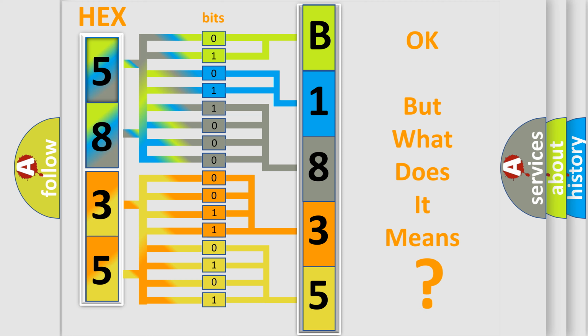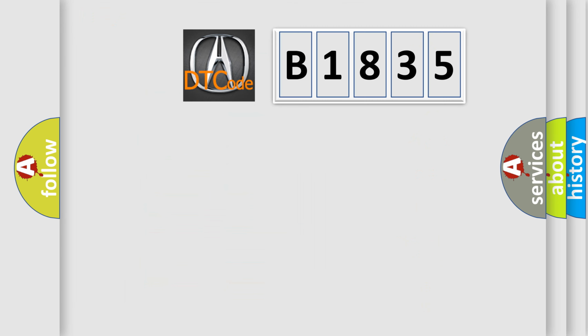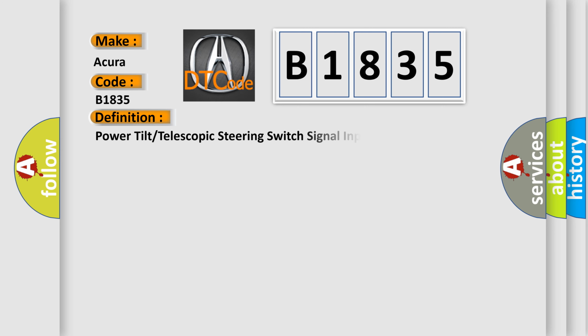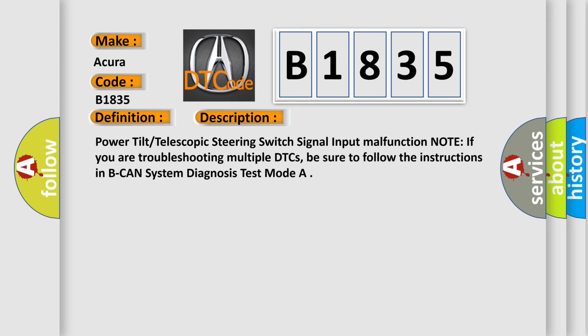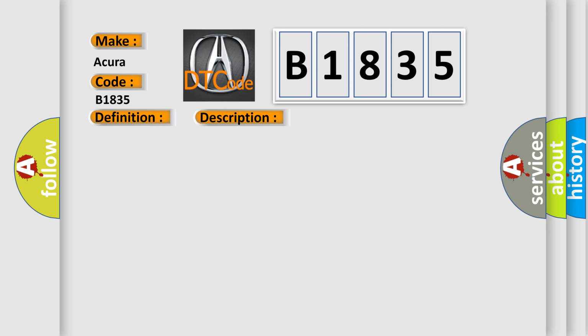The number itself does not make sense to us if we cannot assign information about it to what it actually expresses. So, what does the Diagnostic Trouble Code B1835 interpret specifically for Acura car manufacturers? The basic definition is power tilt telescopic steering switch signal input error. And now this is a short description of this DTC code. Power tilt telescopic steering switch signal input malfunction. Note: if you are troubleshooting multiple DTCs, be sure to follow the instructions in BCAN system diagnosis test mode.